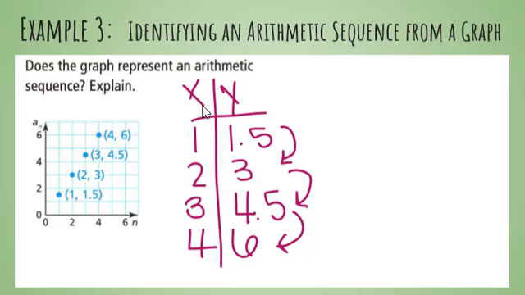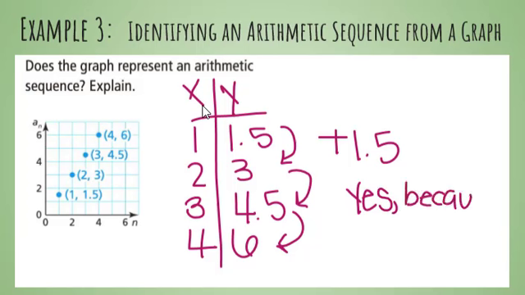So 1.5 plus 1.5 gives us 3. 3 plus 1.5 gives us 4.5. And then finally 4.5 plus 1.5 gives us 6. So yes, this is an arithmetic sequence because we have to explain the common difference. So remember, the number that you're adding each time is called a common difference.